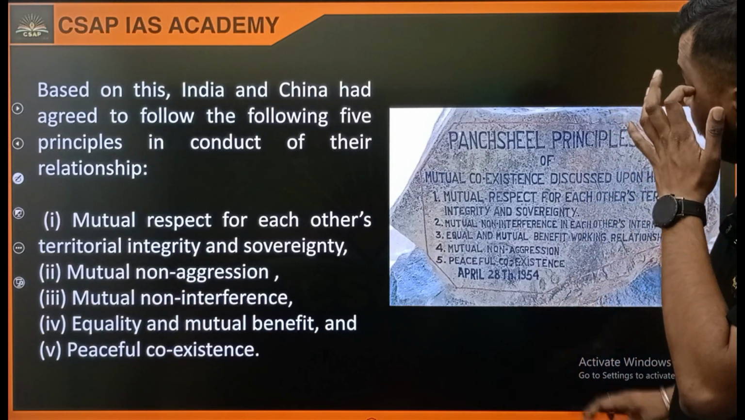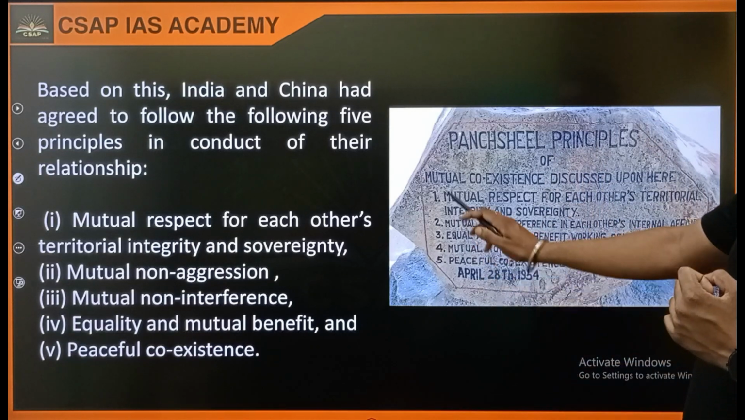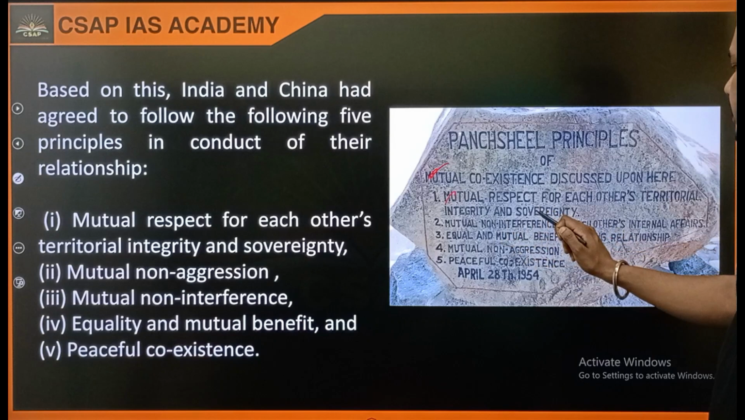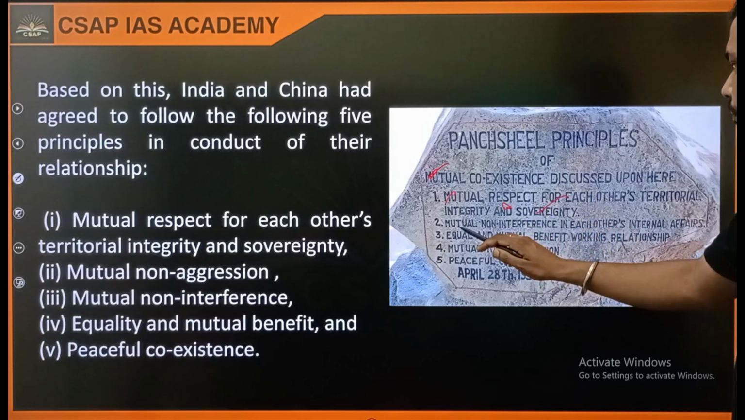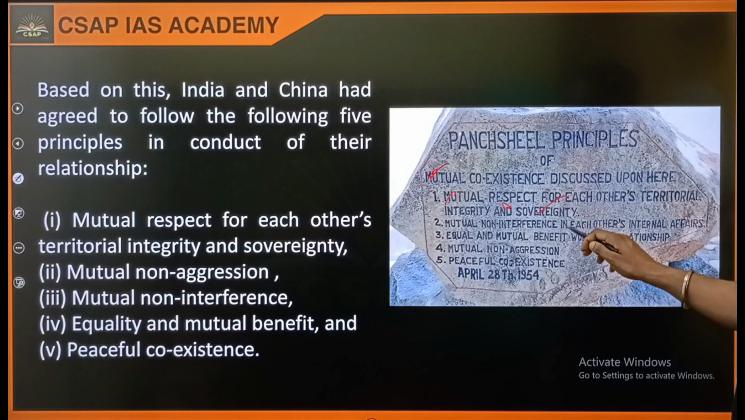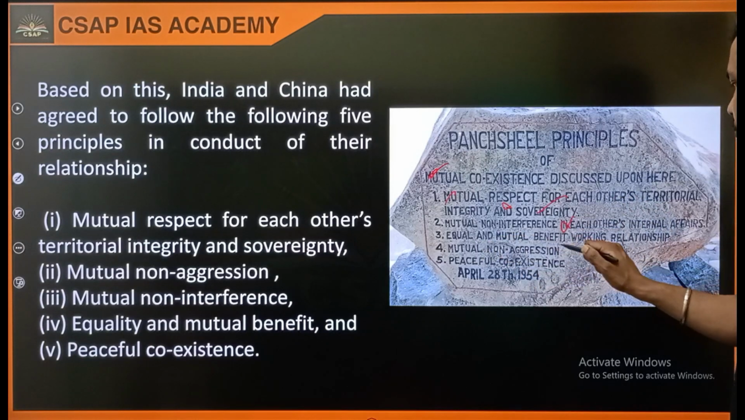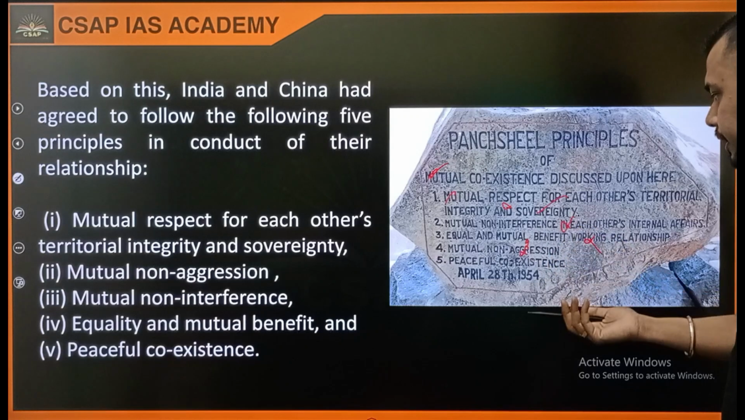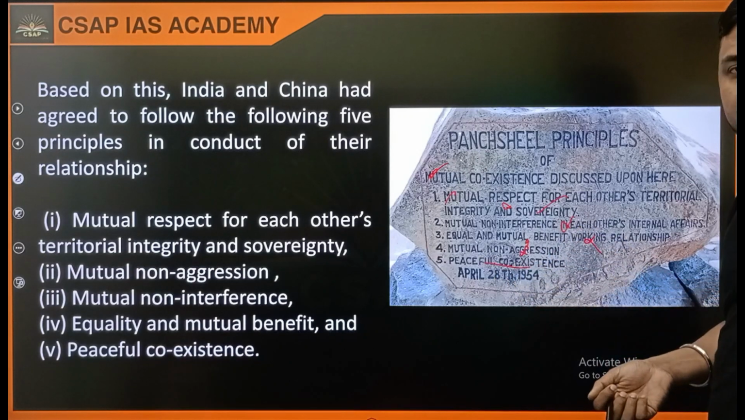Okay, so the Panchsheel principles are written as: mutual respect for each other's territorial integrity and sovereignty, which India and China both follow; mutual non-interference in each other's internal affairs, which India and China both follow; equal and mutual benefit working relationship; mutual non-aggression; and peaceful coexistence.